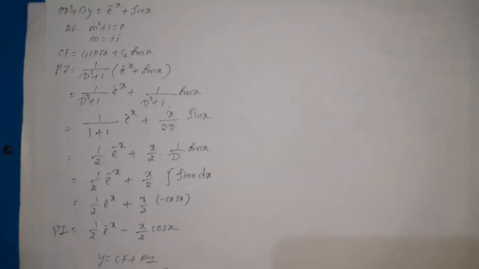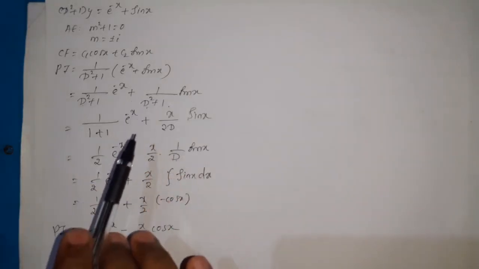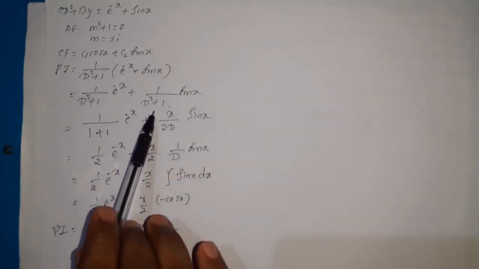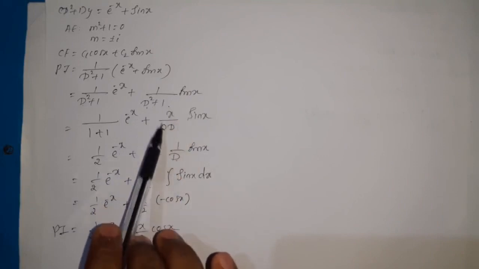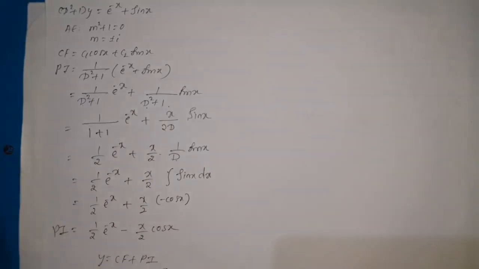So just concentrate on the denominator. Because if it is 0, then only use the condition, otherwise substitute D square as it is.